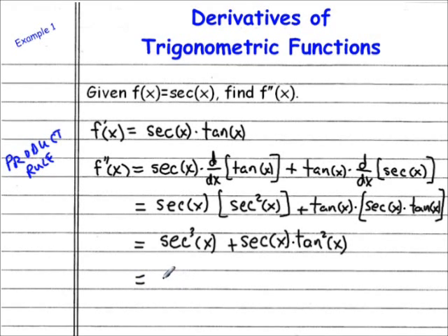and so we may factor out that factor of secant of x, and if we did, we would have secant of x times secant squared x for the first term, secant x times secant squared x, of course, secant cubed x, and if we factor out a secant x here, we'd be left with tangent squared x.